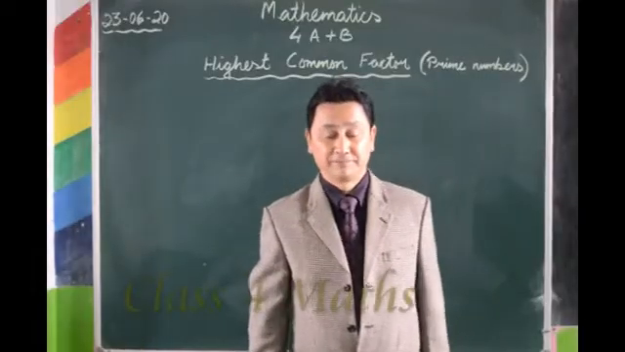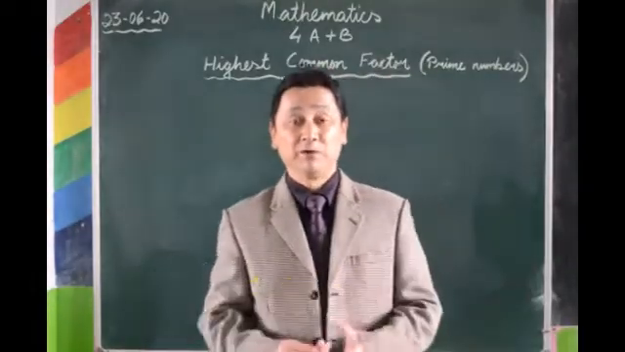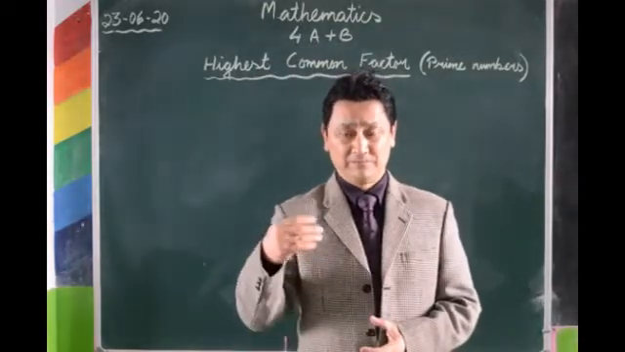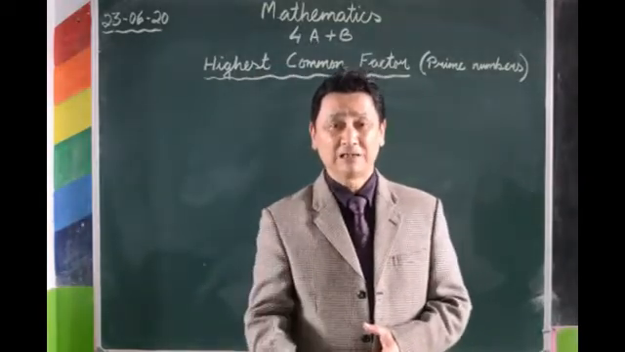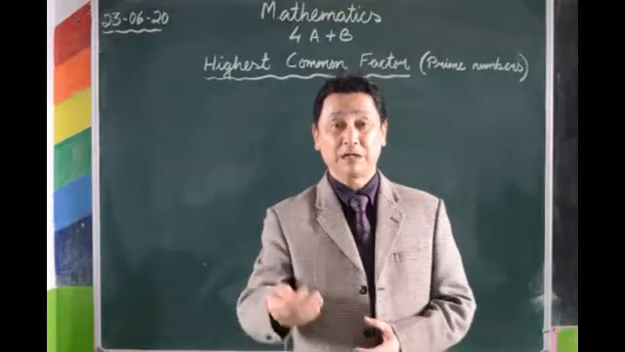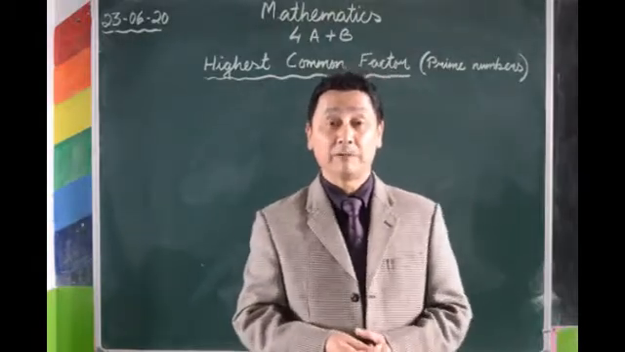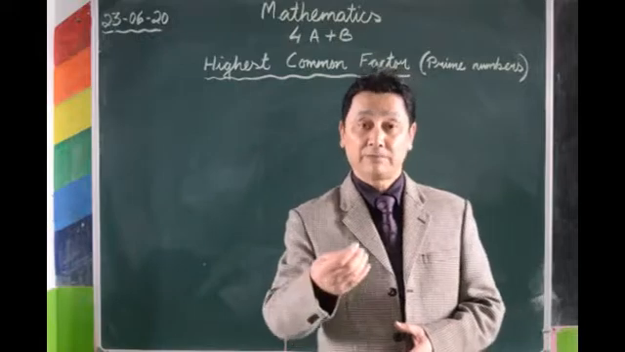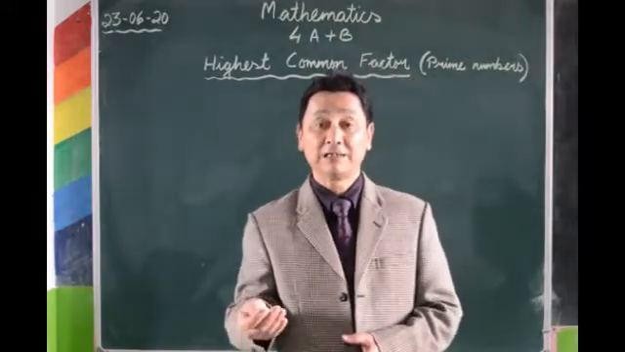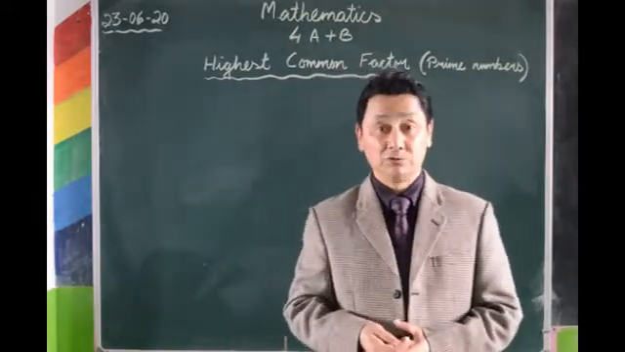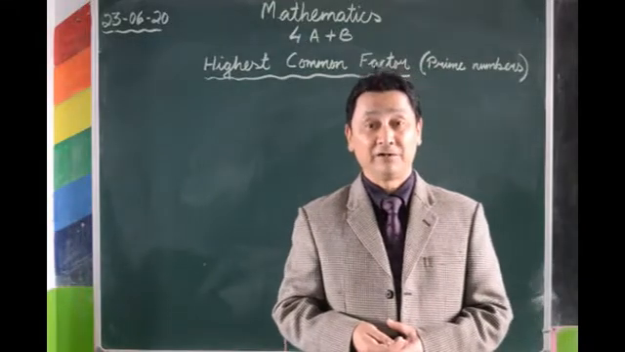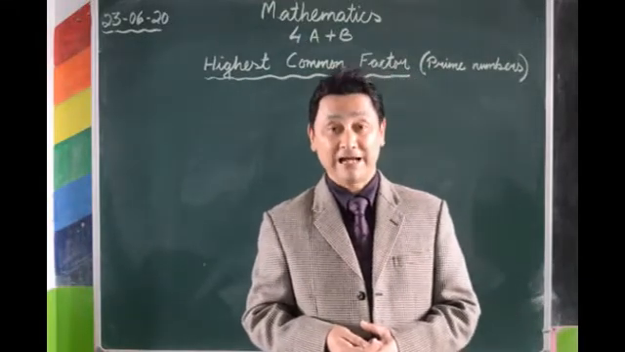Good morning, dear children. Last week we were doing prime numbers. Yes or no? We did factors, we did prime numbers. Prime numbers are numbers that are divisible by 1 and itself. So the prime numbers from 1 to 20 were 2, 3, 5, 7, 11, 13, 17, 19.